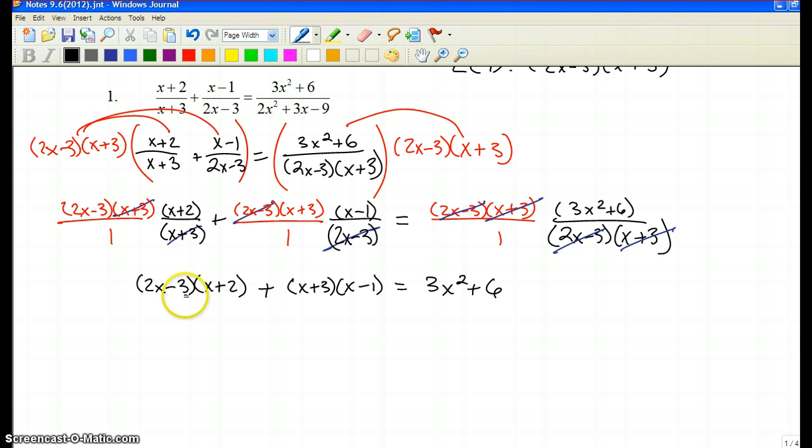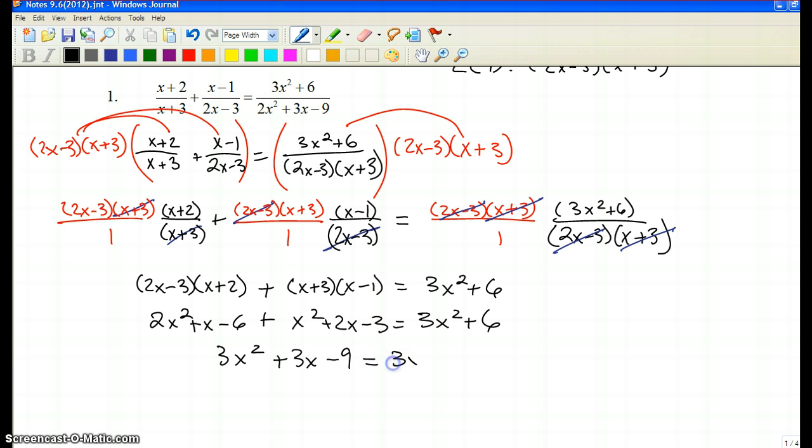So after you multiply out the first sets of binomials, you should get 2x squared plus x minus 6. Second set of binomials, you should get x squared plus 2x minus 3 equals 3x squared plus 6. Then combine like terms. We're just simplifying here. You get 3x squared plus 3x minus 9 equals 3x squared plus 6. You're going to notice that there's a 3x squared on either side of the equal sign. So when you subtract 3x squared, those are going to drop out. Those are going to equal 0, so we no longer have them.